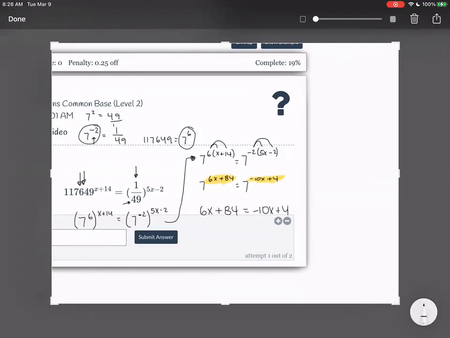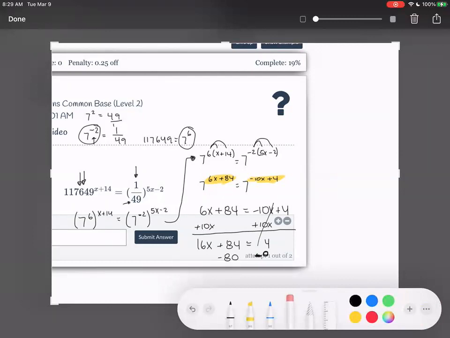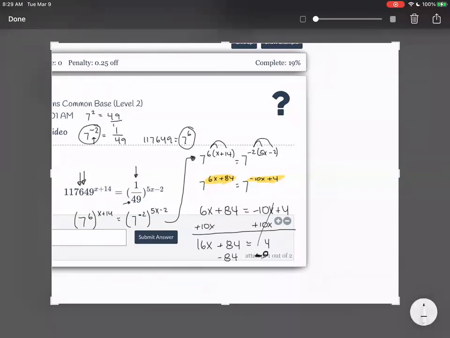Okay. And then let's solve for x. We're going to bring all the x terms to the same side, so I'm going to add 10x. That gives me 16x plus 84 is equal to, cancels, 4. And then I'm going to subtract 80. Sorry, I'm writing over the words, I know. Oh, sorry, not 80. I took away the 4 already. So 84. Okay, so minus 84.